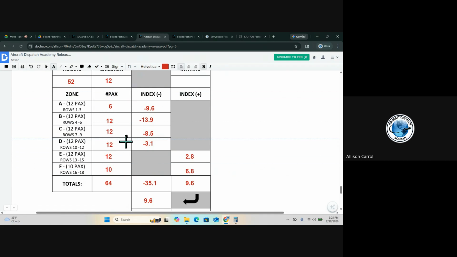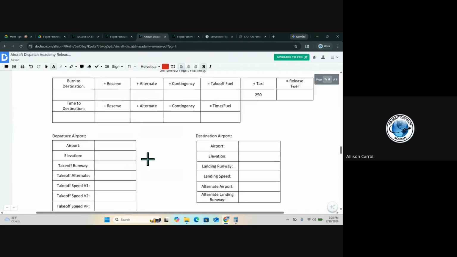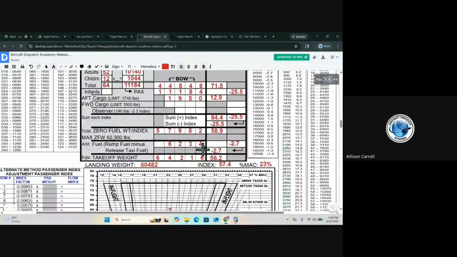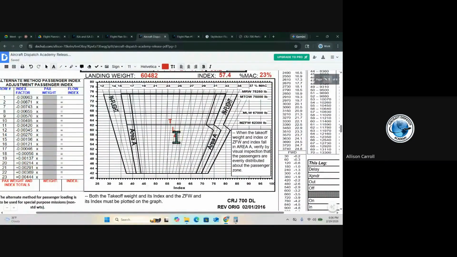She gave me the parameters of the flight plan. So I followed those parameters and I loaded the passengers how she wanted me to. I got my index. And then when I came back up to the weight and balance page and I started putting everything in, when I got to the graph, my letters right here, they were all the way over here on this far left side. Okay. So this is why we graph it out. So all my letters were over here.